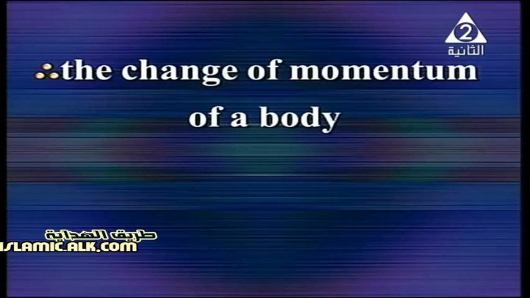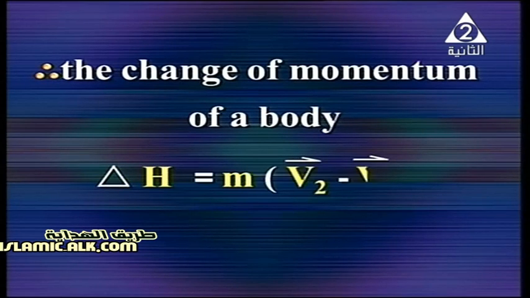Therefore, the change of momentum of the body equals what? We represent delta h equals m times the bracket containing v2 minus v1. What does v2 minus v1 mean? It means the change of the velocity. Remember, dear student, when we find the change of the momentum, we find m times v2 minus v1.